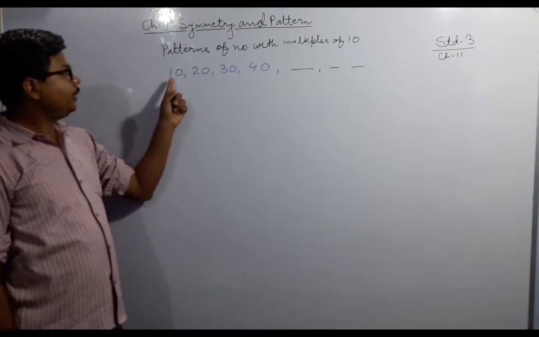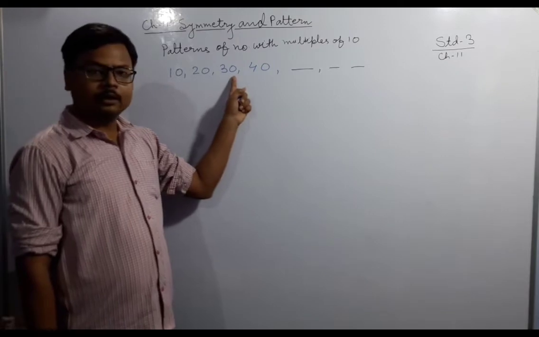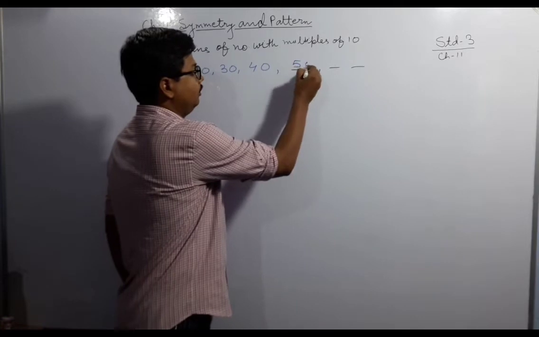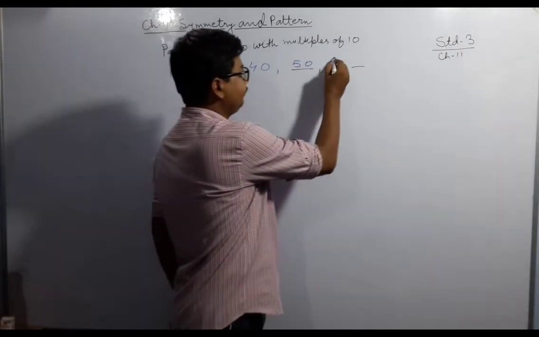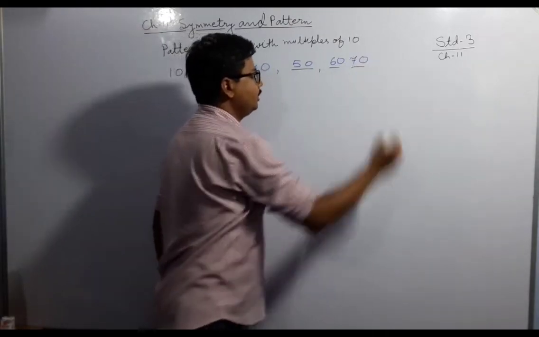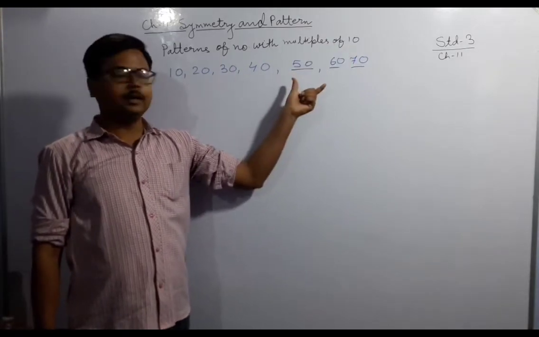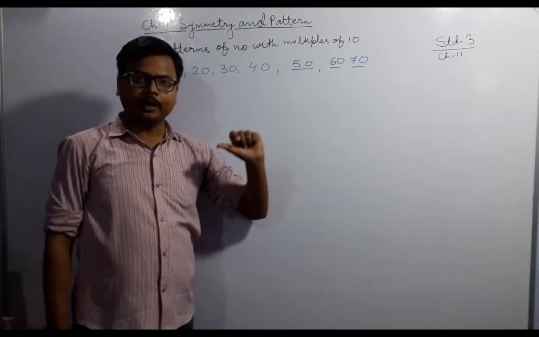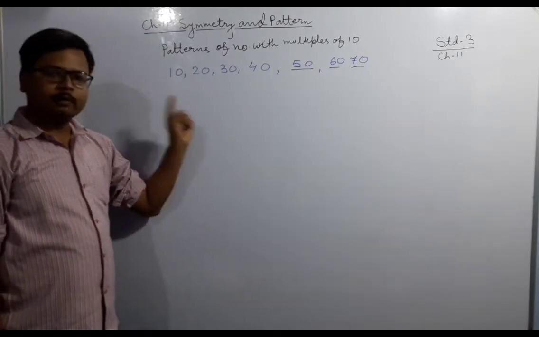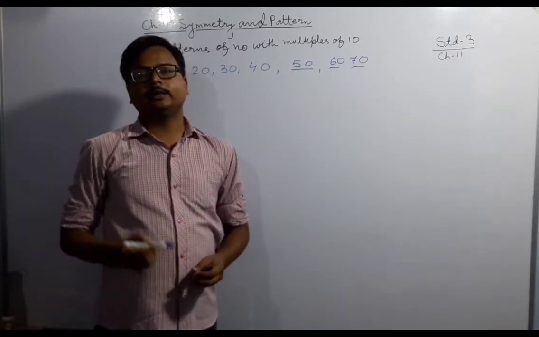So let us see. 10 ones are 10, 10 twos are 20, 10 threes are 30, 10 fours are 40, then 10 fives are 50, 10 sixes are 60, and 10 sevens are 70. So this is patterns of numbers with multiples of 10, and this is the example with these answers. In this, what we have to do is follow the pattern, and according to the given pattern, we have to find the numbers. Now let us solve exercise 11.2.